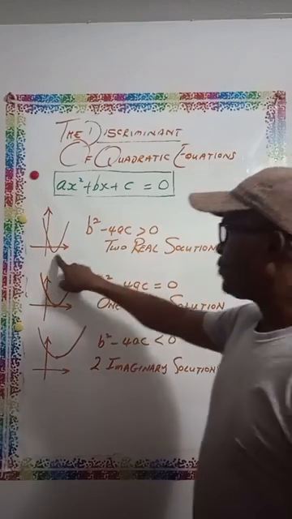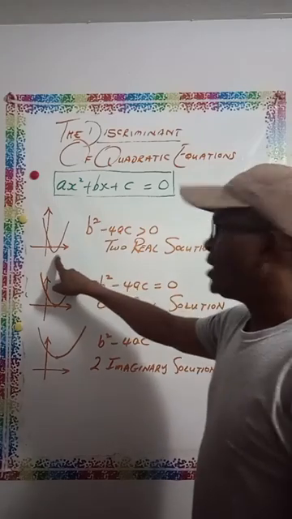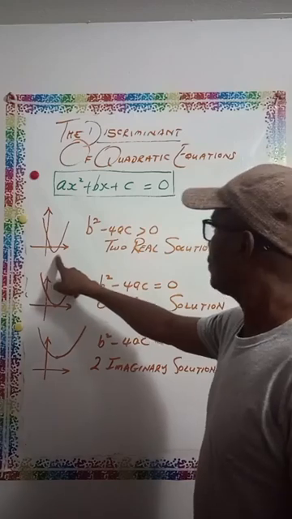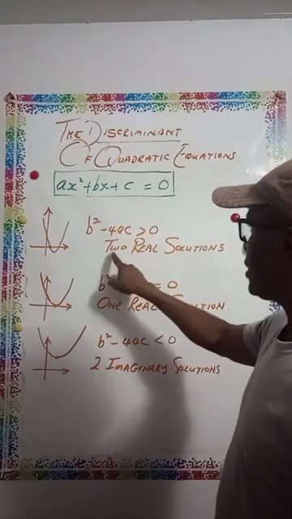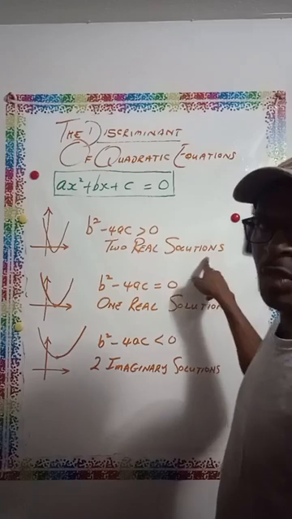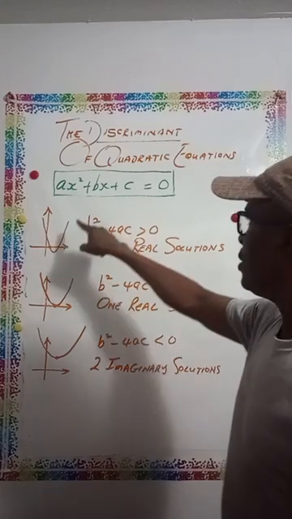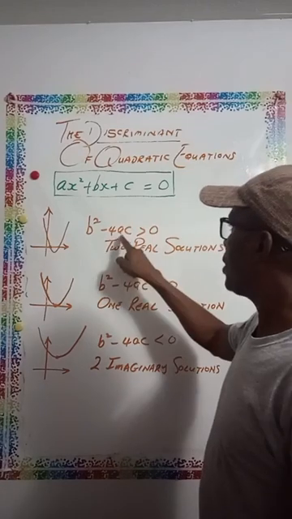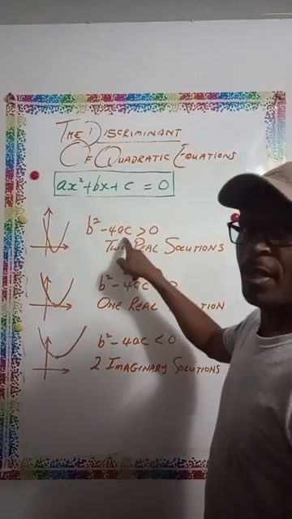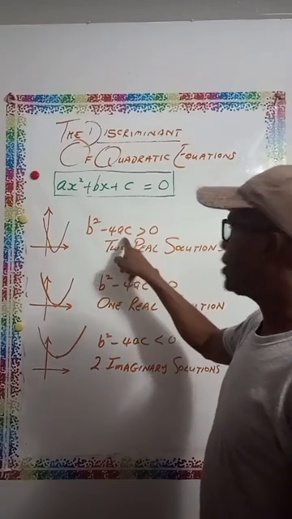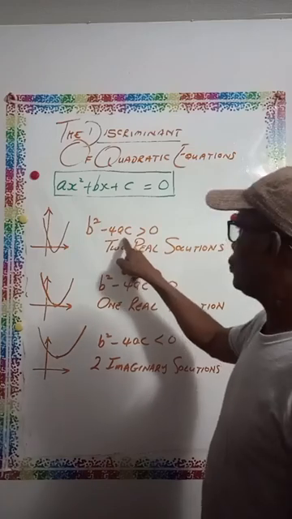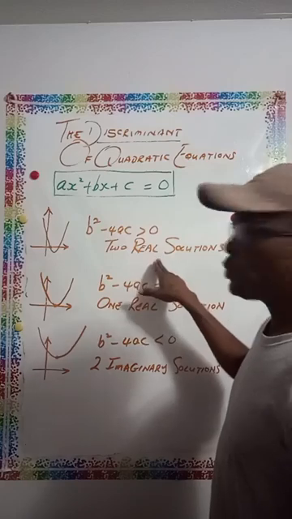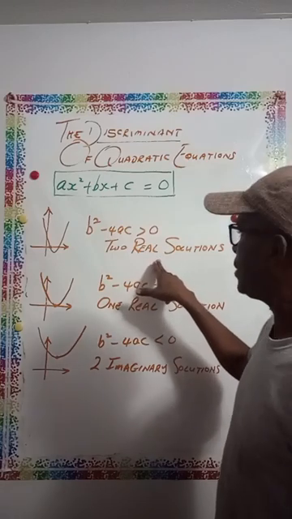And we look carefully at the first graph on the x-axis. This graph is cutting at 2 points, right? So that means it has two real roots. And when you have found your a, b, and c value and plug it into this discriminant expression, once the value that you get is more than 0, it simply means that you have two real solutions.